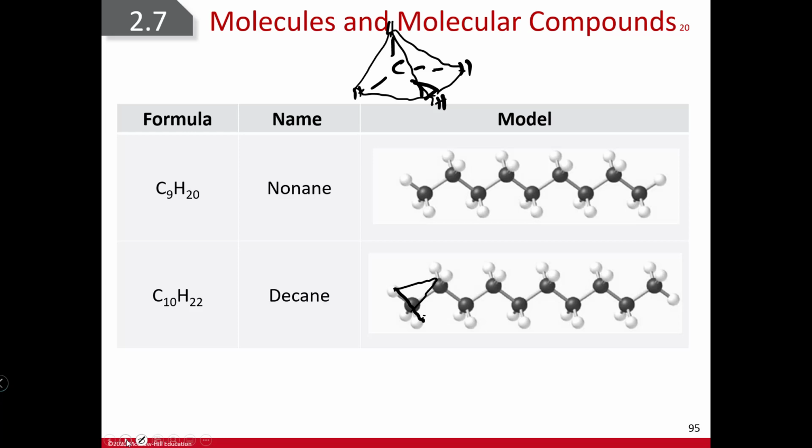So know these alkanes. Know that alkanes are a hydrocarbon that consists of only carbon and hydrogen. And they take on the formula CnH2n+2. And they're going to help you with learning the prefixes that we use to name molecular compounds.